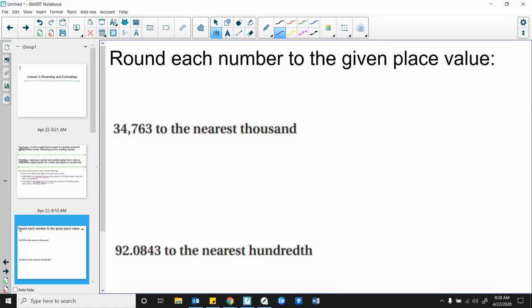Round each number to the given place value. It says round to the nearest thousand, so we need to get rid of this 763. This is my thousands place right here. The number to the right is greater than 5, so I'm going to round this number up, and this is going to become 35,000. The number to the right of it is greater than 5, so we round this up to 5 and put all those as zeros, and we get our nearest thousand, which is 35,000.